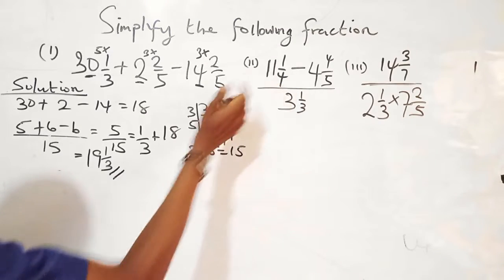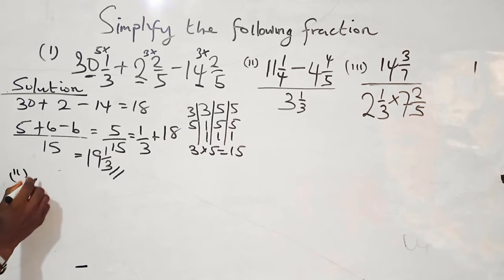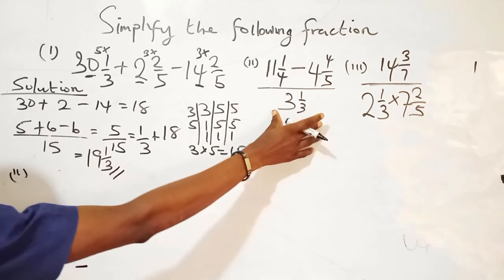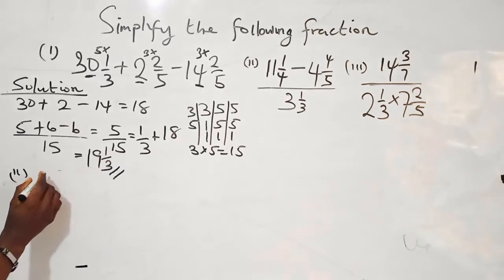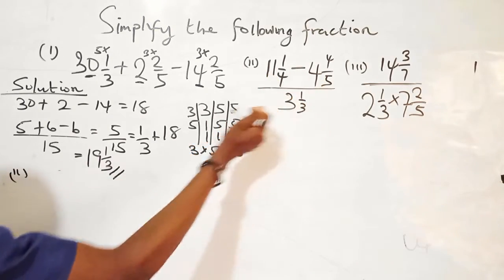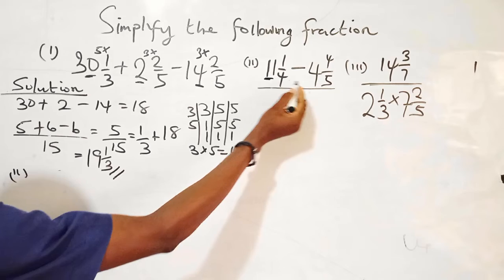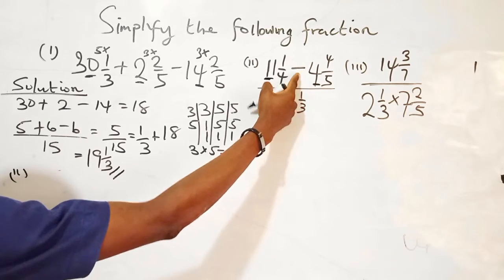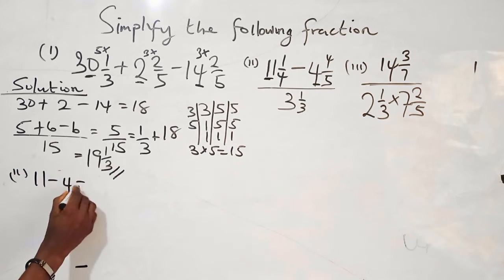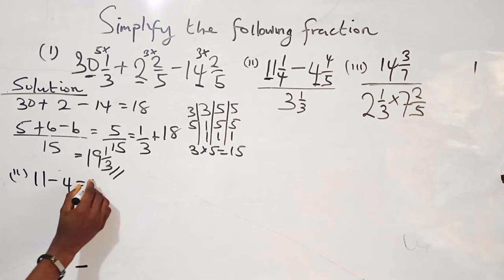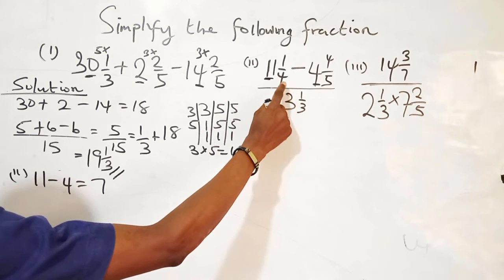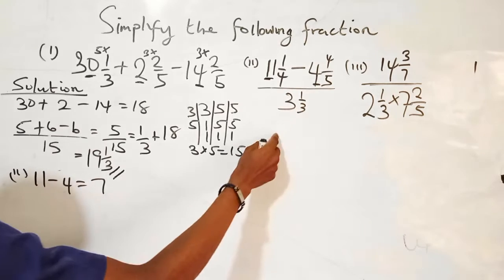So for the second one, I have 11 whole number 1 over 4 minus 4 whole number 4 over 5, divided by 3 whole number 1 over 3. So let me start with the numerator. Let me take care of the whole numbers, and you have a subtraction. So 11 minus 4 gives us 7. The next thing is to look for the LCM of 4 and 5, which is 20.